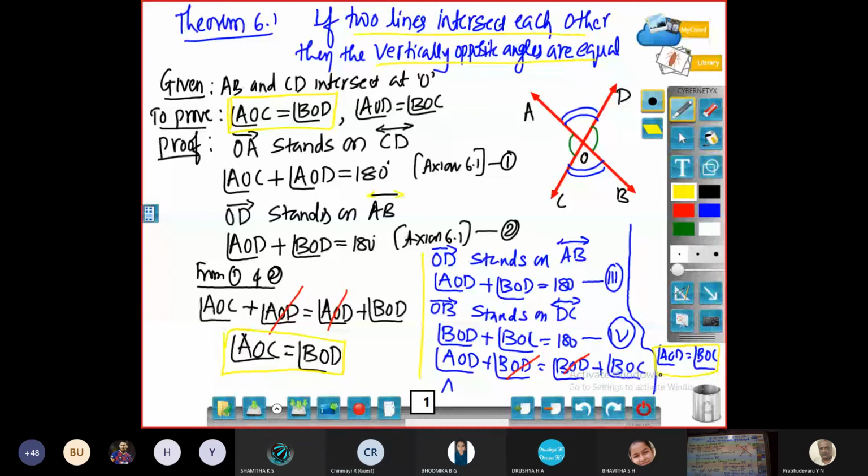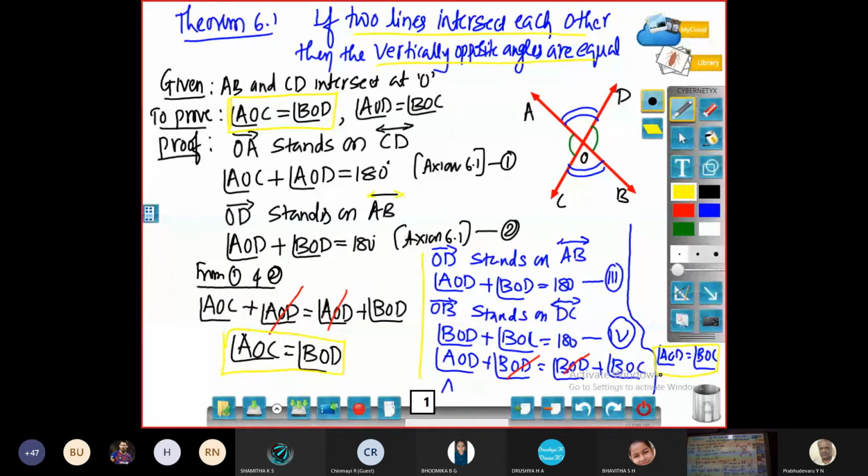This is a theorem where two lines intersect each other, then you have to prove the vertically opposite angles are equal. To prove that AOC and BOD are equal, you have to take the adjacent angles AOC and AOD. For that, OA is a ray standing on CD. Similarly, you take the two adjacent angles AOD and BOD. For that, OD is a ray and AB is a line. So equate them. One angle gets cancelled. The remaining is AOC and BOD are equal.